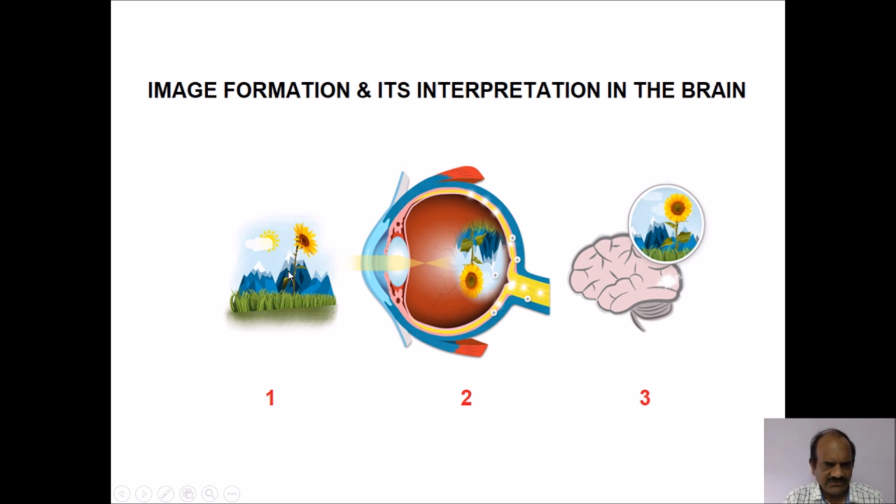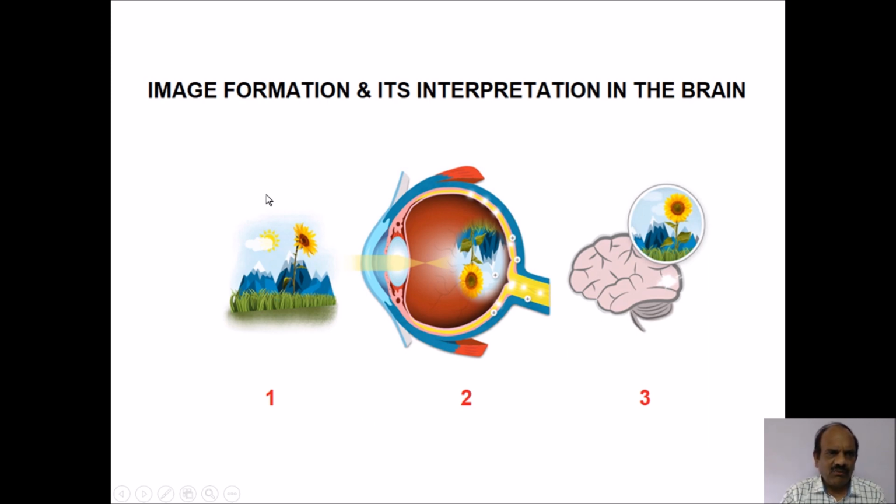In other words, this image is formed with the head in the downward position, and here it is interpreted as the head in the upright position. That is how this image is formed and interpreted in the brain.